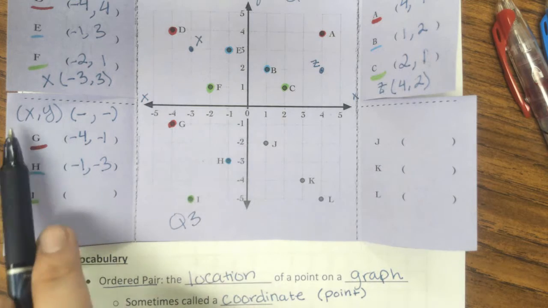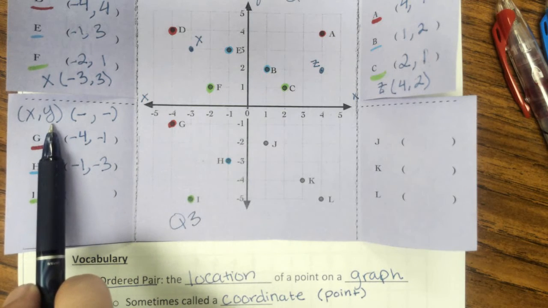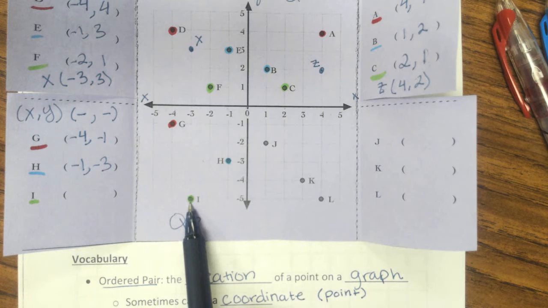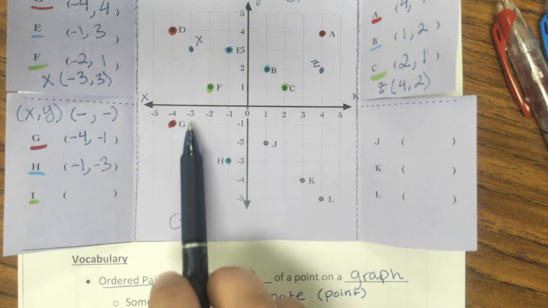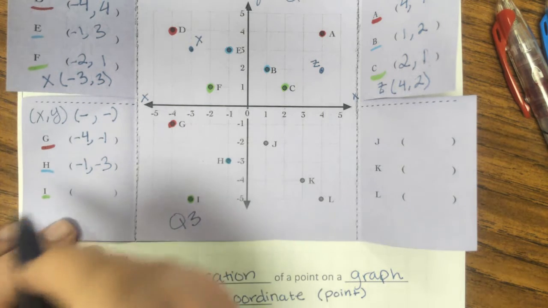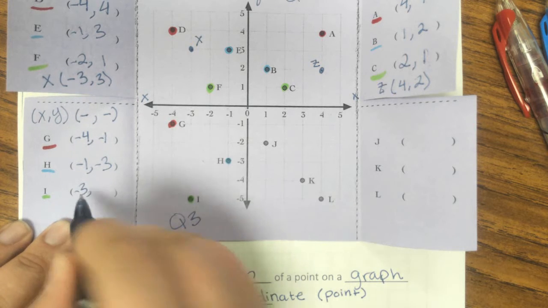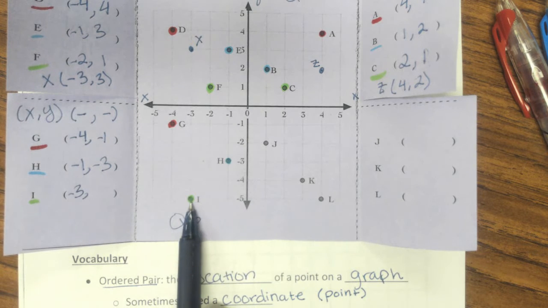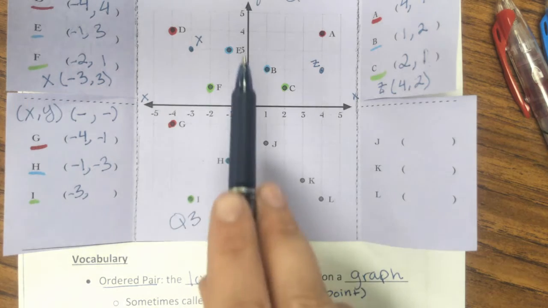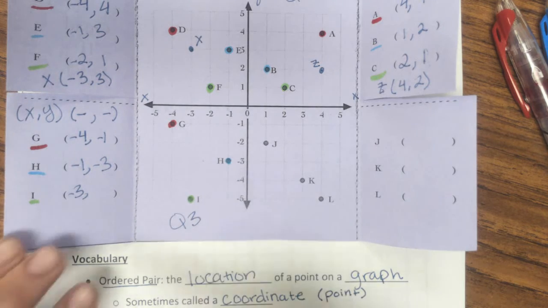To write the ordered pair for I, we need an x value and then a y value. The x value for I is the number on the x number line, which is -3. The y value for I, or the number on the y number line, is -5.